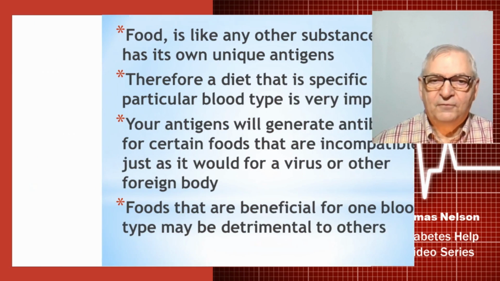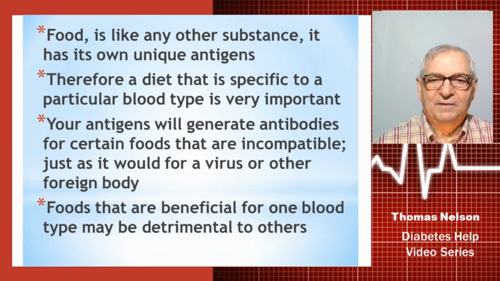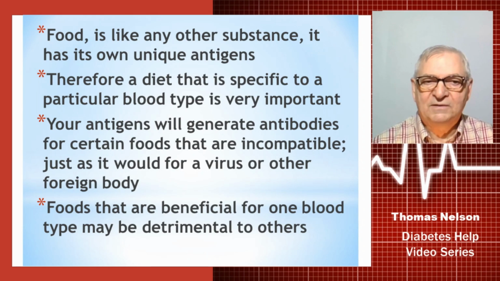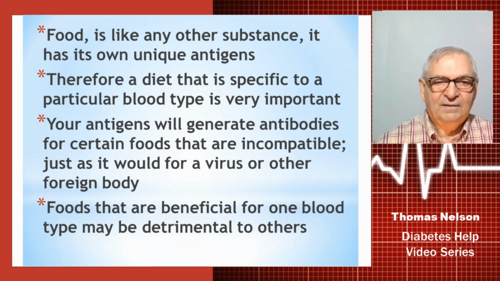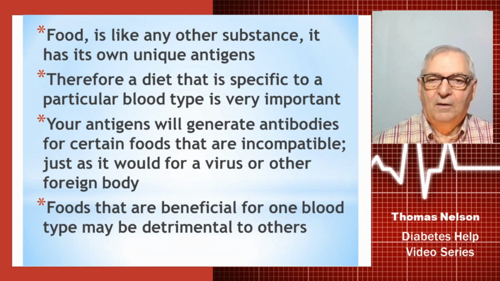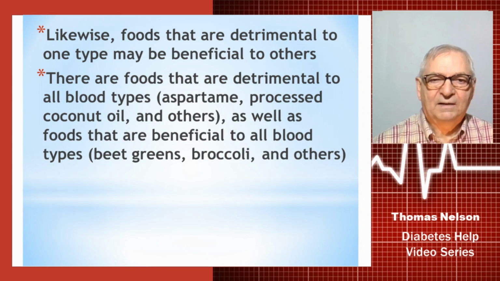So, antigens and food. Food, like any other substance, has its own unique antigens. Everything you eat has its own unique antigens. Therefore, a diet that is specific to a particular blood type is going to be very important. Your antigens are going to generate antibodies for certain foods that it deems as incompatible, just as it would for a virus or bacteria or any other foreign body or invader. So foods that are beneficial for one blood type can very easily be detrimental to another. And likewise, foods that are detrimental to one blood type may be beneficial to others.